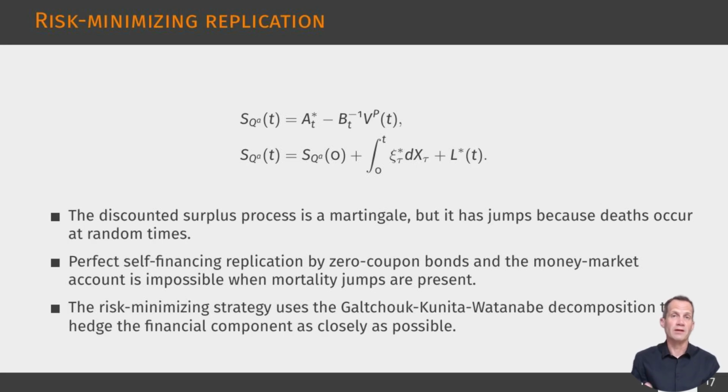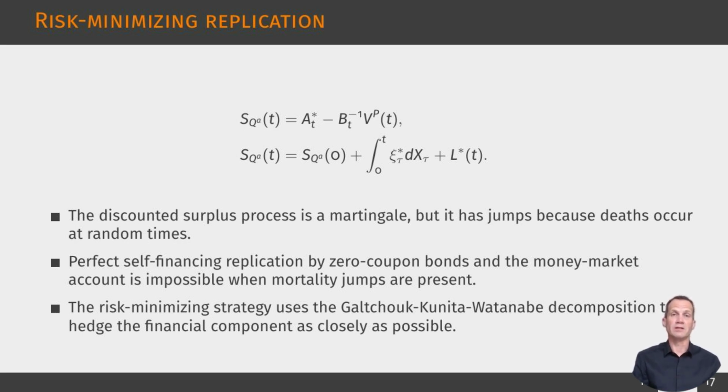The first relation defines the discounted surplus process as the observed discounted net cash flow minus the discounted reserve for the remaining obligations. Under the actuarial valuation measure, this process is a martingale. However, it has jumps because deaths occur at random dates. If the surplus were continuous and driven only by tradable financial risk, it might be replicated by a self-financing strategy using zero-coupon bonds and the money market account. Mortality prevents perfect replication. The insurer can trade bonds, but it cannot trade the exact death times of the policyholders in its own portfolio. The chapter therefore uses risk-minimizing replication.